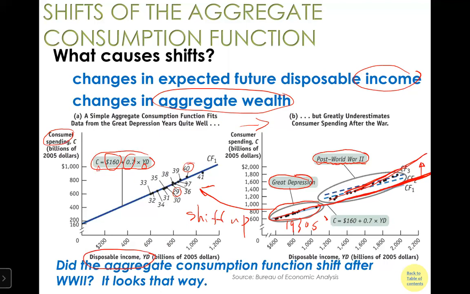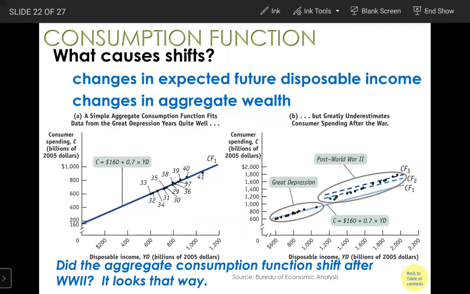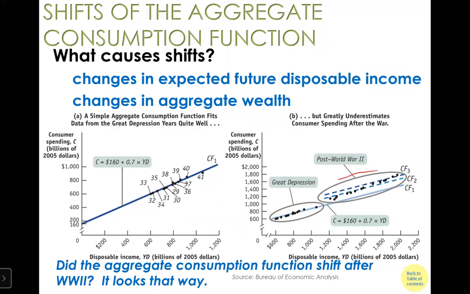And number two, if you see that closely, let me erase everything. If you pay further attention in this region, you will notice the slope of this line is steeper compared to this one, meaning the MPC increases, right? So there are two notable differences. One, after World War II, you've seen a shift up of the consumption function. Two, MPC increases.